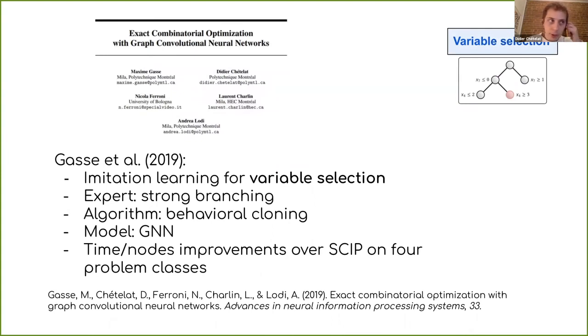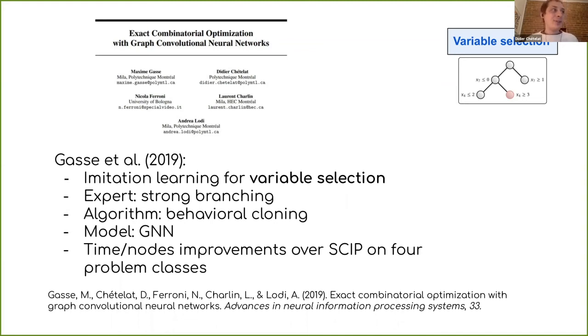Another one is a paper that I contributed to. That was done by the lab, by Andrea's lab. And we did imitation learning for variable selection instead. So the expert here was not an oracular expert, but it was something else called strong branching. And strong branching is a way of doing variable selection that is empirically shown to be really excellent. It takes excellent decisions, but it is extremely computationally expensive, to the point where it takes so long to take its decisions that in the end, when you look at the overall time needed to solve the problem, it's not competitive.